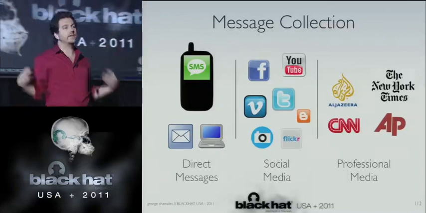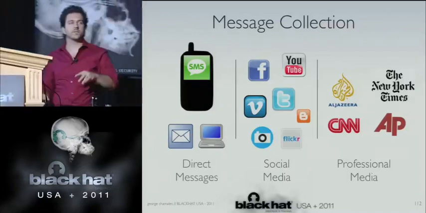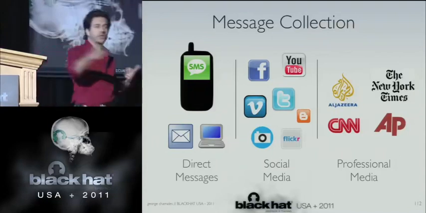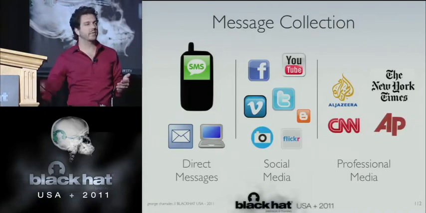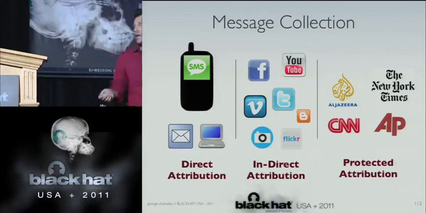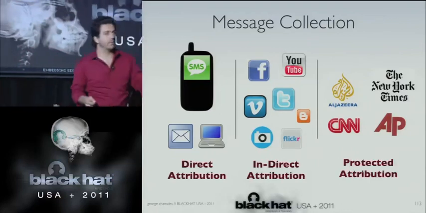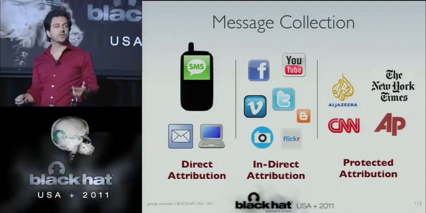So how are we going to receive these messages from people? You have the idea of direct messages. These are things coming directly from a person to your platform over SMS, over computers, email, et cetera. Then there's social media, which is our indirect type of messaging, and then there's the professional media. When we think about attribution, though, if it's coming from an SMS on a phone, you know where it's going. Very easy to do direct attribution.